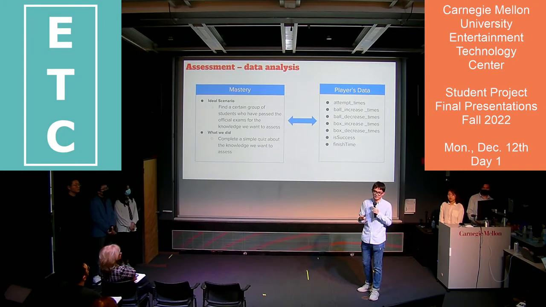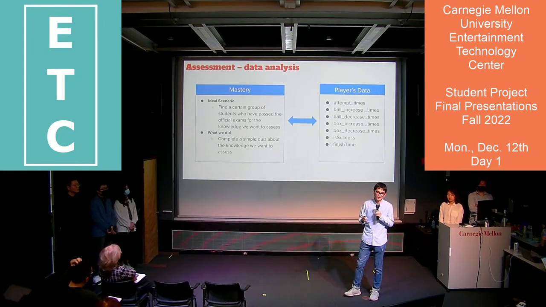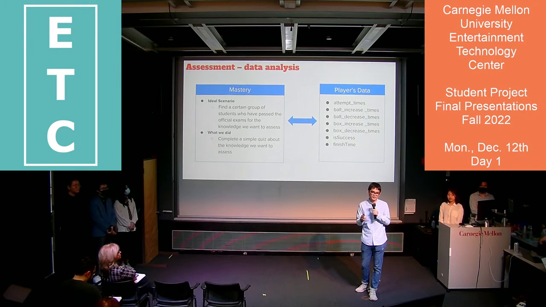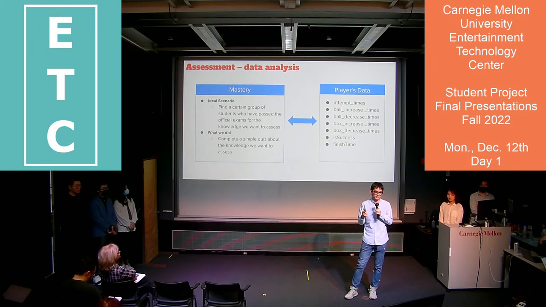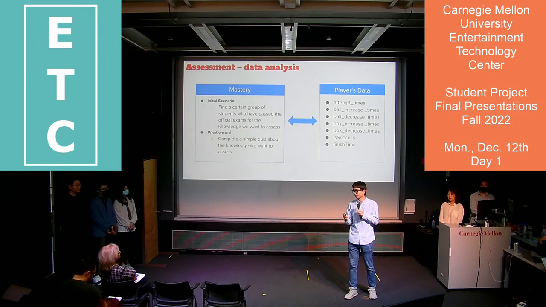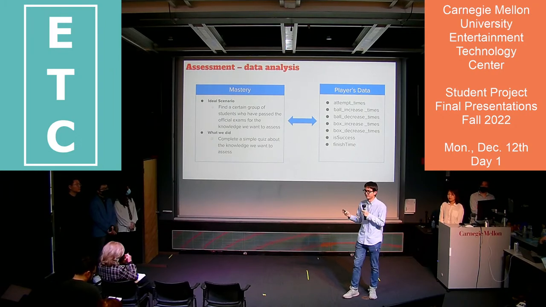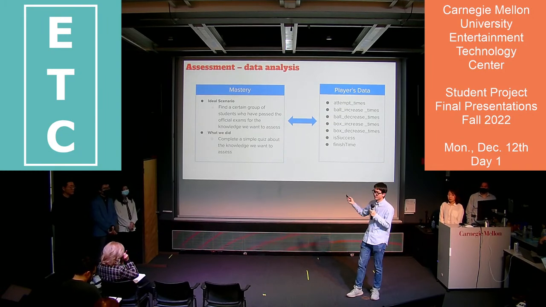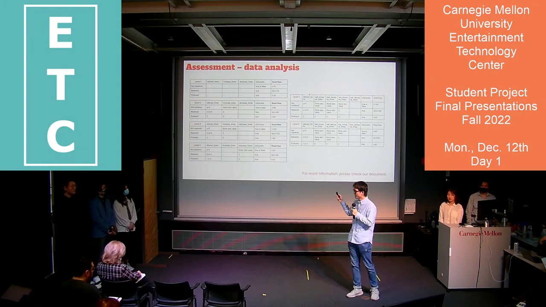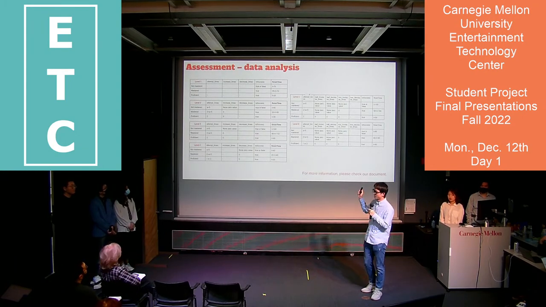The next part is about our assessment standard. Ideally, we should find a certain group of students who have passed the official exams for the knowledge we want to assess. But what we did right now is just complete a simple quiz about that knowledge, because we cannot find enough students who know friction very well. After that, we compare the results of the quiz with the data we collected to build our assessment standard. So this is the final version of our assessment standard.